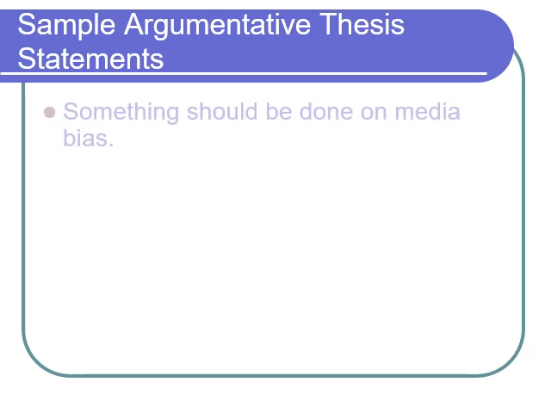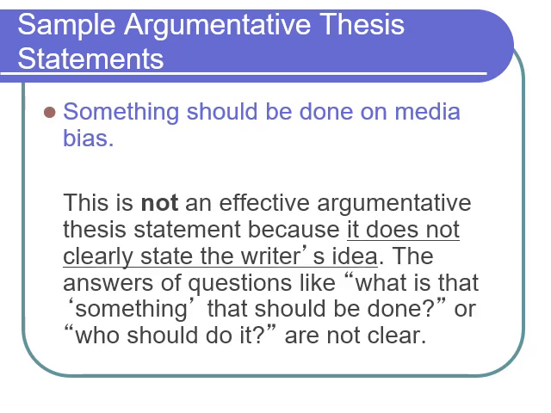Some sample argumentative thesis statements: something should be done on media bias. Now, the sources were about the media being biased towards one topic or another. If your claim is that something should be done on media bias, then this is not effective because it does not state the writer's idea, and the writer is you. If you're trying to persuade someone that something should be done, then you need to state what that thing is. It needs to be a little more clear.